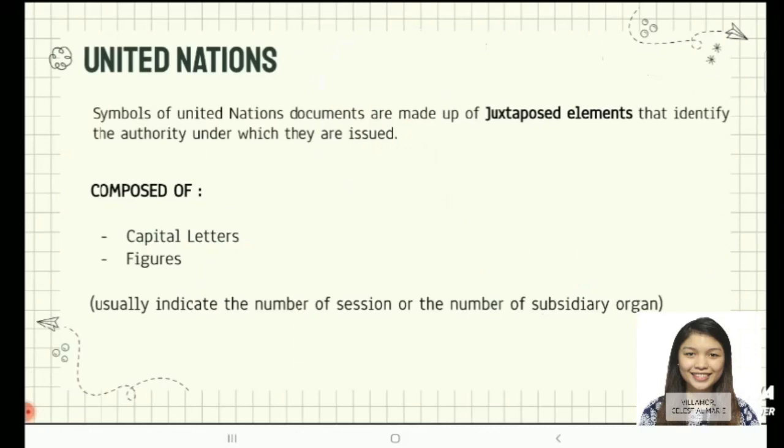Symbols of United Nations documents are made up of juxtaposed elements that identify the authority under which they are issued. These elements, which are separated by oblique strokes, are composed of capital letters and figures. Usually this indicates the number of the session or the number of the subsidiary organ. Documents of two or more organs may carry two or more symbols, one for each organ.